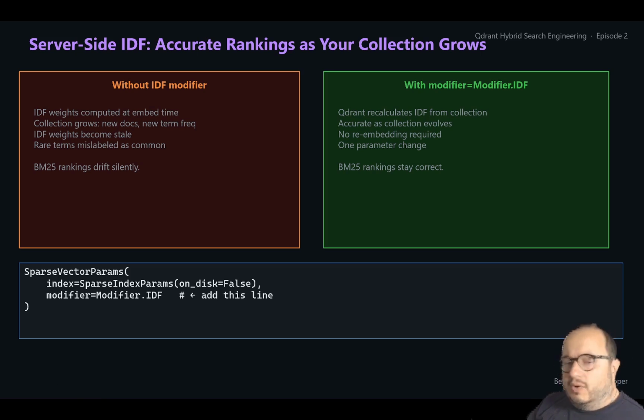One line is all it takes. Qdrant handles the IDF calculation and update automatically. Your application does not need to re-embed or re-index when the collection grows. For a demo dataset of 500 products, this will not make a visible difference. For a production collection that grows month over month, this setting keeps your BM25 rankings accurate as the collection evolves. Enough setup. Let me run the comparison.